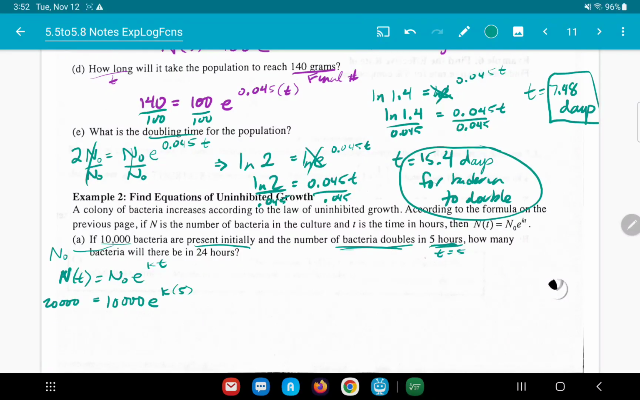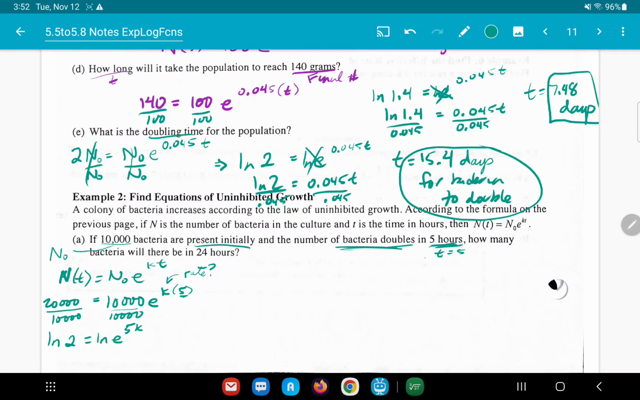So let's read this question again. It says that the number of bacteria doubles. There it is, 20,000. And we initially had 10,000. And it doubles in the 5 hours. So you can see here what we're trying to solve for is what this k value, what the rate is. And so we're trying to solve for this rate here. I'm going to go ahead and divide both sides by 10,000, and we're just going to make our way into solving for that k value. So we'll get 2 is equal to e to the 5k, essentially.